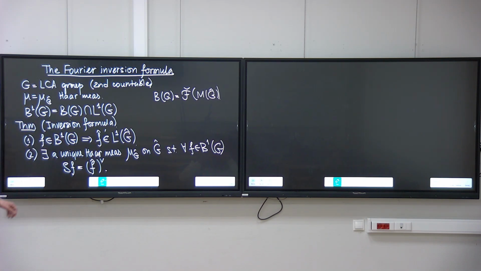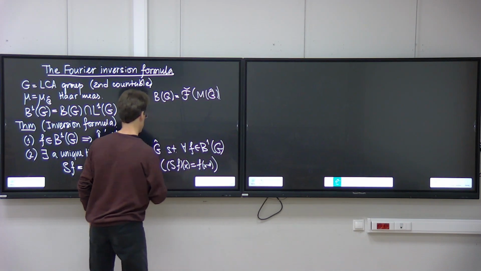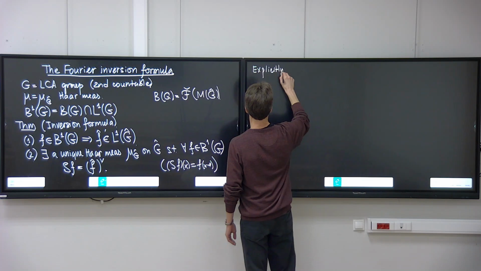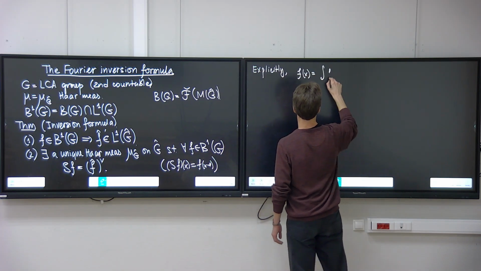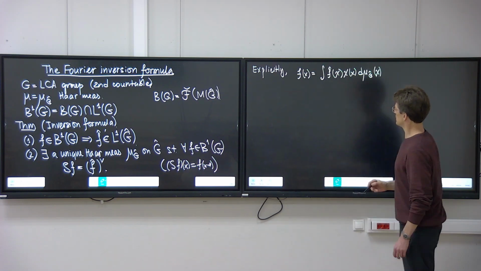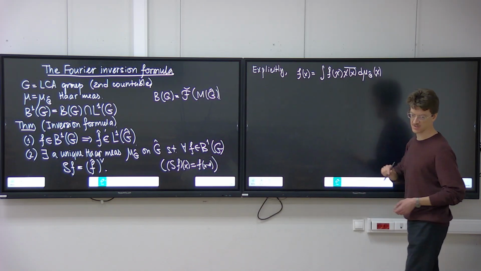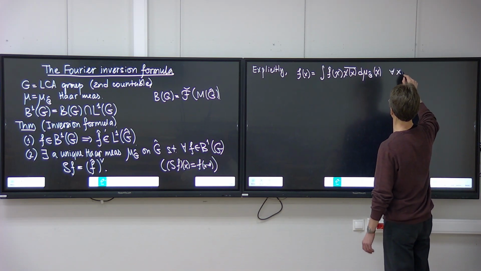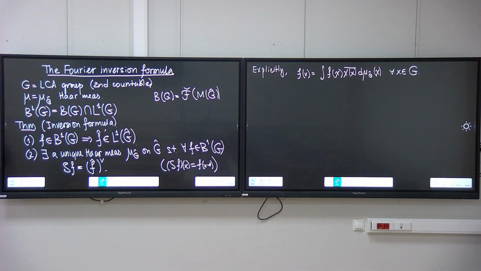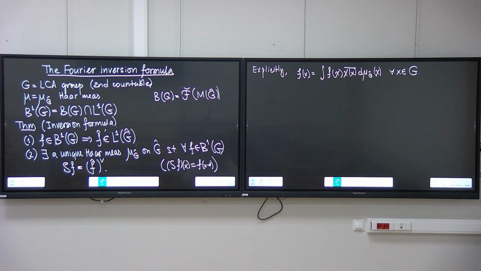So S of f is the function which is given by the following formula. So more explicitly, this can be written as follows. f of x is the integral of f hat of chi times chi of x d mu of chi. So formally I have to put x inverse here because of this S. Instead of that, I put the complex conjugation here, and this is equivalent. And this is true for every x in G. Actually, this is not the final form of the inversion formula. It can be a little bit generalized, and we will discuss it a bit later after the Pontryagin duality.